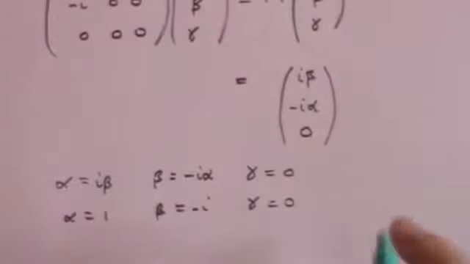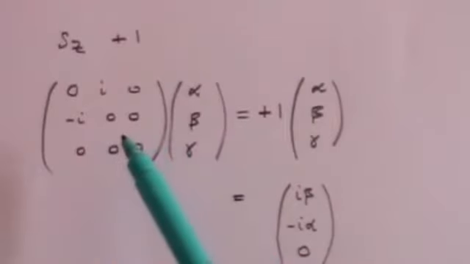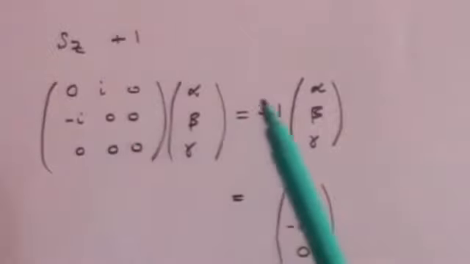So consequently, the actual eigenvector is 1, minus i and 0, and that is the eigenvector of the spin operator measuring along the z-axis that returns a value of +1 for the eigenvalue.